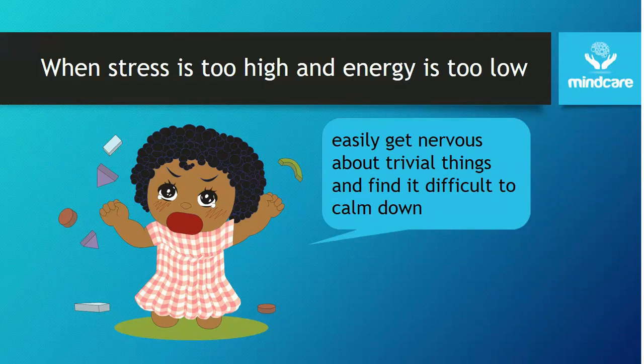Also, when the child easily gets nervous about trivial things and finds it difficult to calm down, the typical meltdowns are the sign when stress is too high and energy too low, okay? And this is a typical situation when it's difficult for a parent to keep calm and not think that the child is playing with us and putting up a show or something like this. So think again, change the frame.